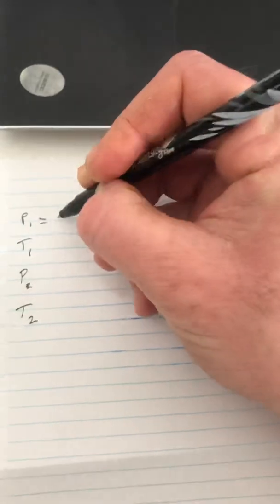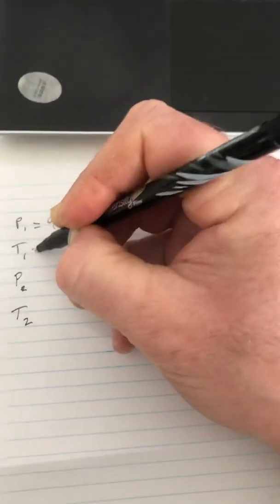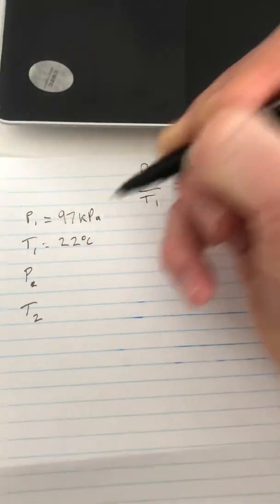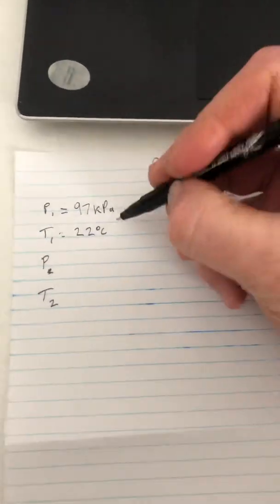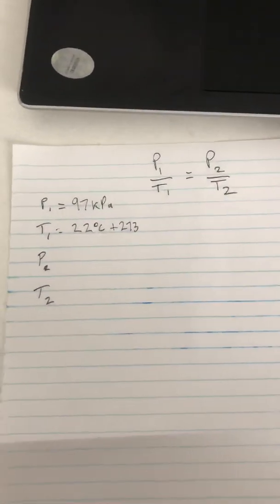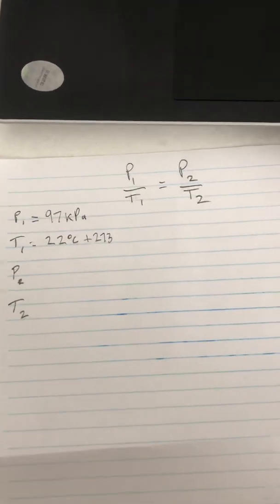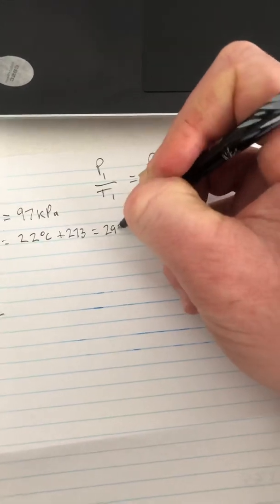So it tells us initially the pressure is 97 kPa and the temperature is 22 degrees Celsius. Quick reminder, anytime you're using temperature in any of these problems, it needs to be converted to Kelvin, and you do so by adding 273 to the temperature in degrees Celsius. So in this case, it would equal 295 Kelvin.